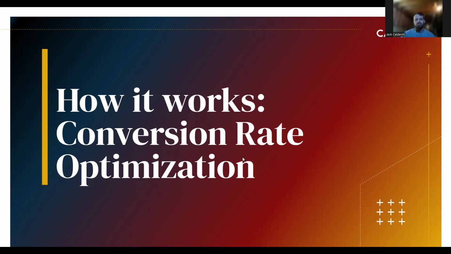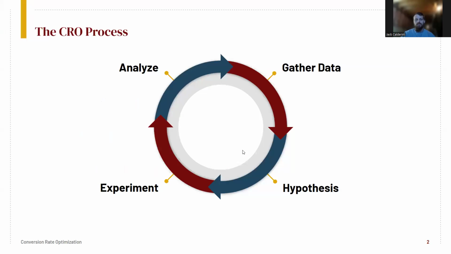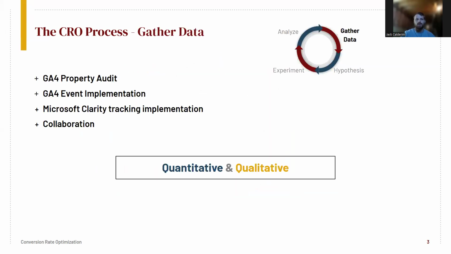CRO has four main components: gathering data, developing hypotheses, deploying experiments, and analyzing the results. Before we can gather the data, we like to make sure we know the data is correct. We do this by performing an audit of your GA4 property, setting up event tracking for key marketing activities, and deploying tracking through Microsoft Clarity, which is another analytics tracking tool.